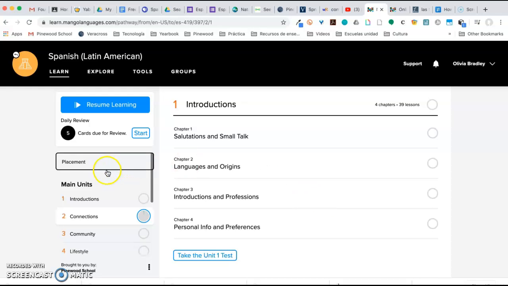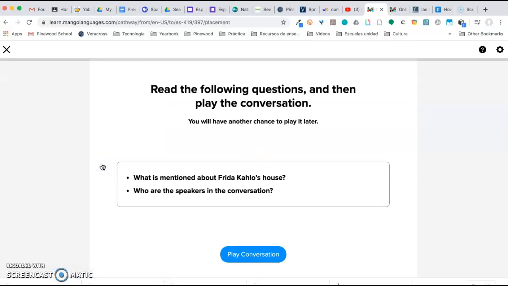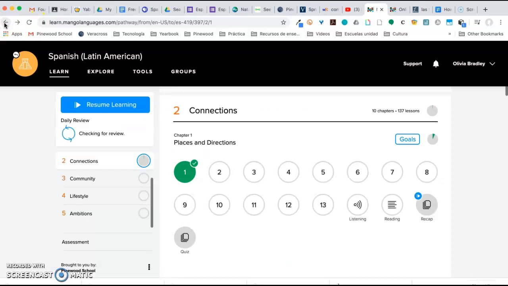So the placement test is located right here. You'd click on placement, and then it will take you into the placement test. Let's go back. That's where you're going to find the placement test.